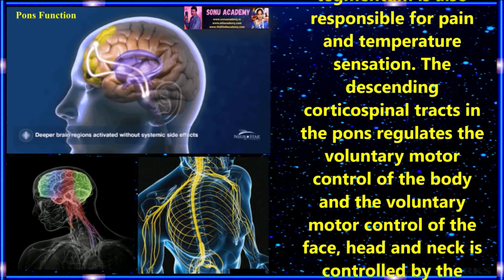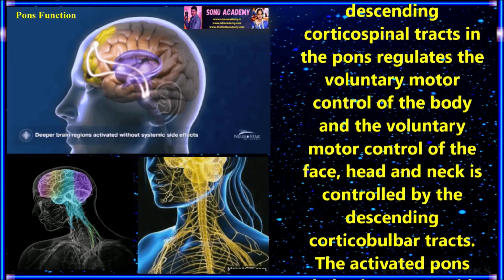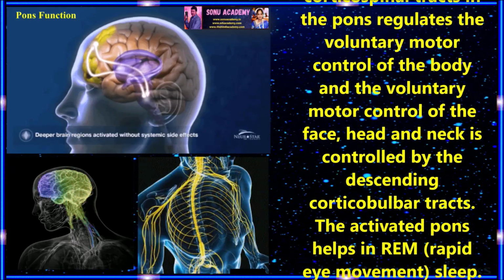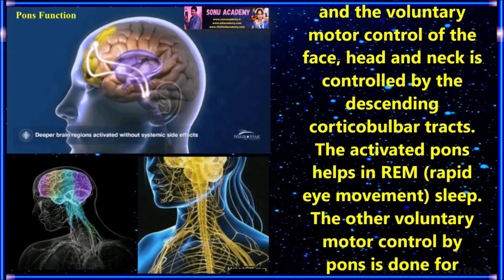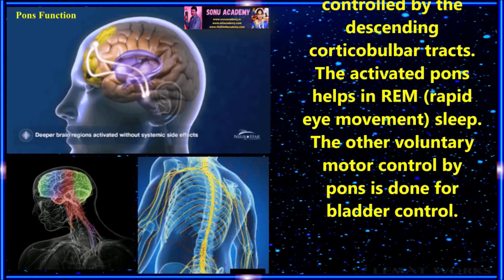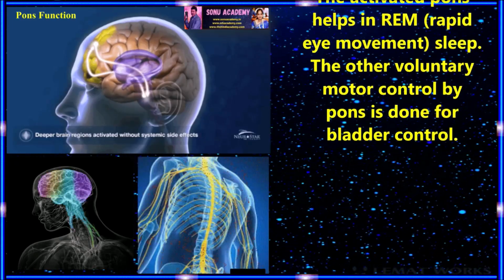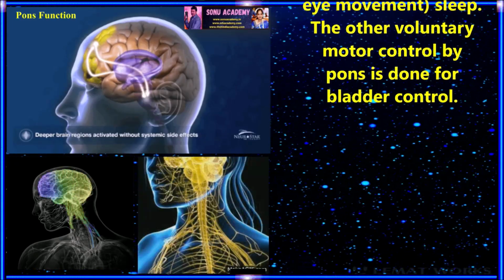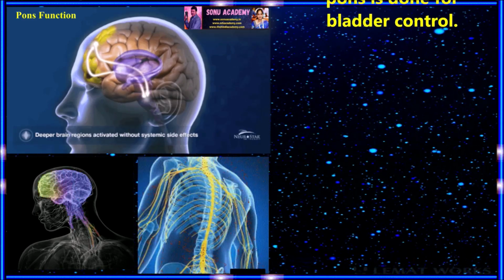The descending corticospinal tract in the pons regulates the voluntary motor control of the body and the voluntary motor control of the face, head and neck. It is controlled by descending corticobulbar tracts. The activity of the pons helps in REM sleep. REM means rapid eye movement sleep. The other voluntary motor control by pons is done for bladder control.